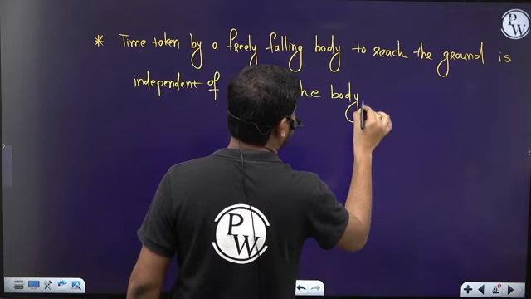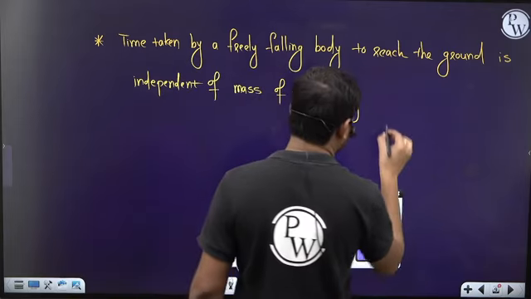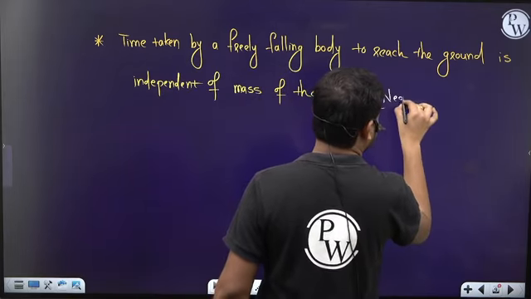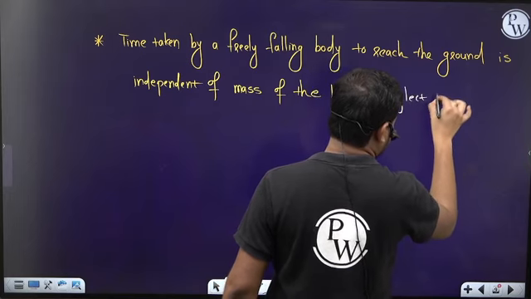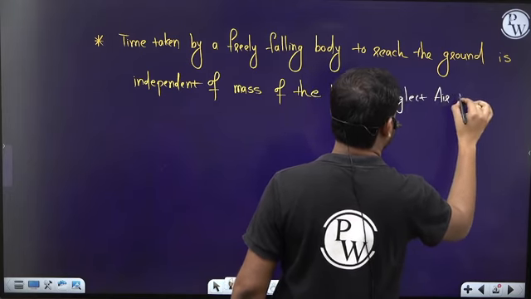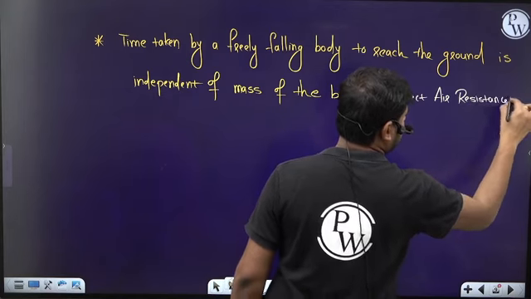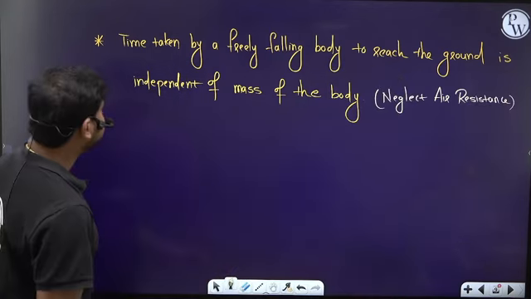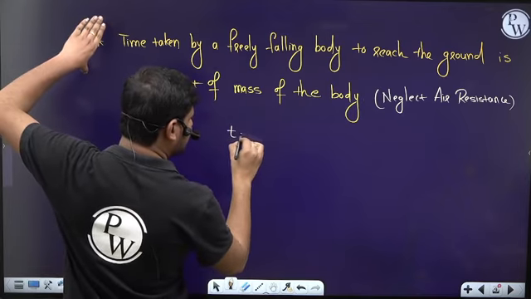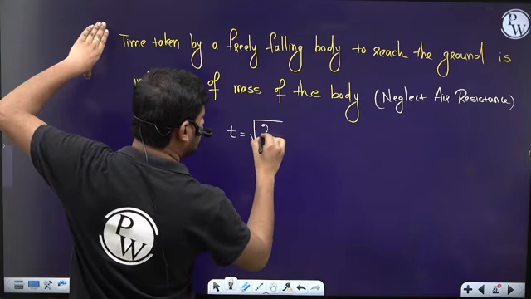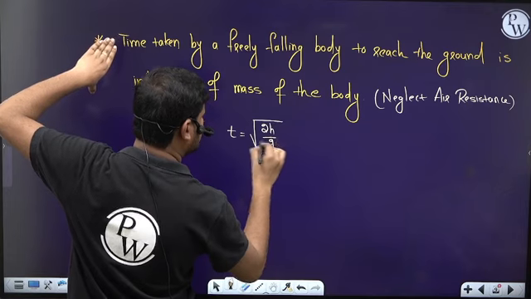So when neglecting the air resistance, we have to neglect air resistance. Understand this statement properly, guys. So the time taken formula, what's that? We have got root over 2h by g.